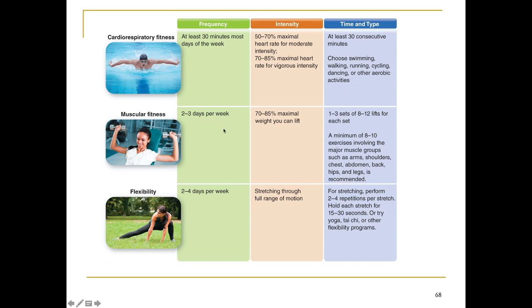You also want to do 2 to 3 days a week of muscular fitness, where you lift 70 to 85% of your maximum weight. And you can do this in sets, say 1 to 3 sets of 8 to 12 lifts each, and doing a minimum of 8 to 10 different exercises that involve all of your major muscle groups, such as arms, shoulders, back, abdomen, hips, chest, and legs.